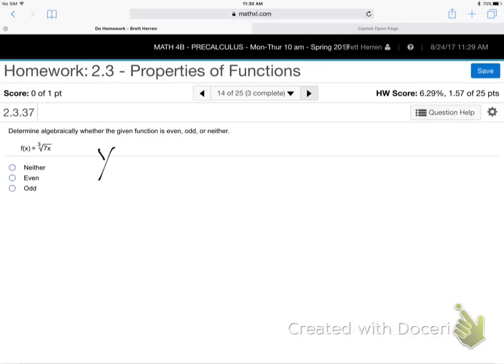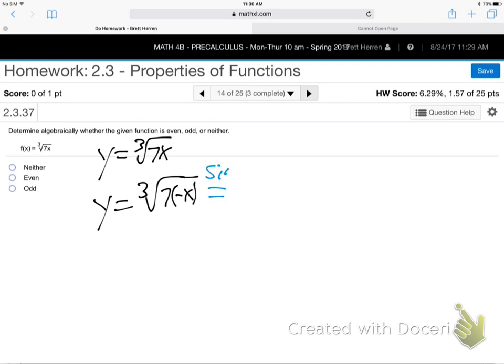So we've got, let's call it y. Y equals cube root of 7x. So what do you do? Plug in negative x. Simplify. You can't really simplify. There's nothing much you can do. Oh no, I see. This one's a little tricky. Actually, we can simplify. My mistake. Well, let's simplify.